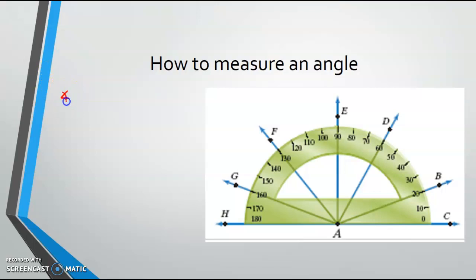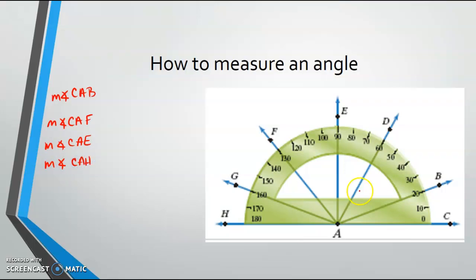So we're going to find the measure, and when we talk about the measure of an angle, we put M in front of the angle sign of CAB. We're going to find the measure of angle CAF, the measure of angle CAE, and the measure of angle CAH.